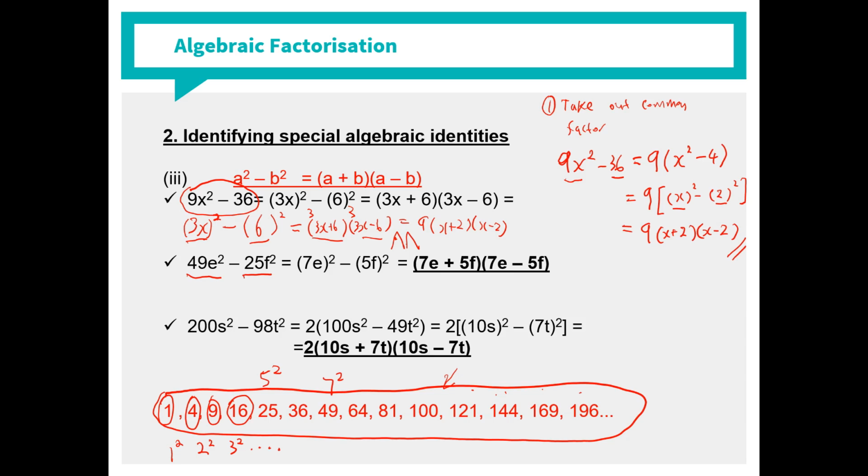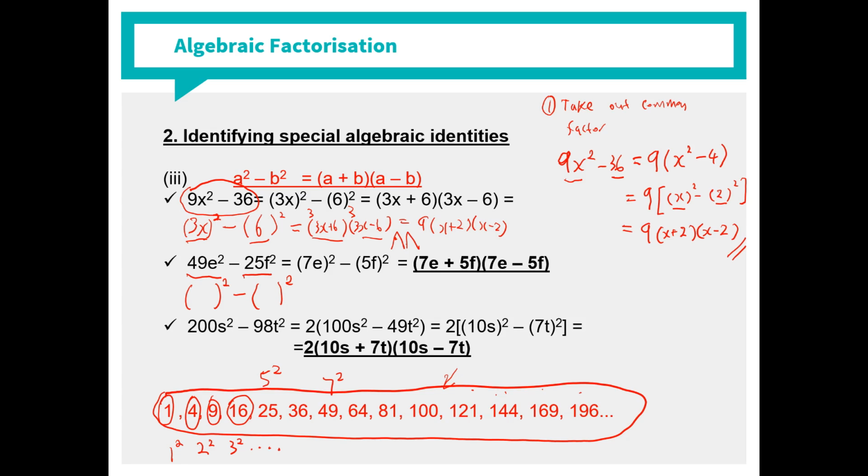So please learn to take out common factor. Always make it a habit to take out common factor first. So, second example, let's look at this. This is 49e squared minus 25f squared. So let's think to ourselves, is there a common factor? No, not likely. So let's proceed with our something squared minus something squared.